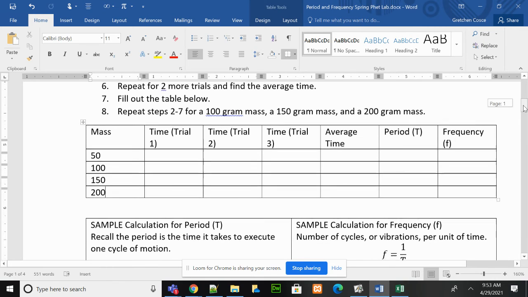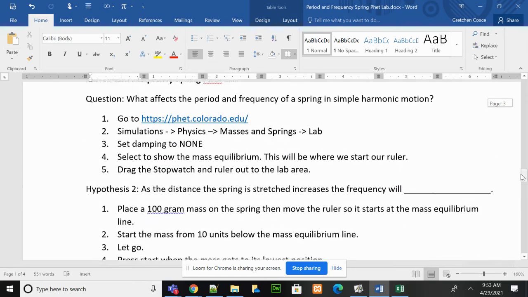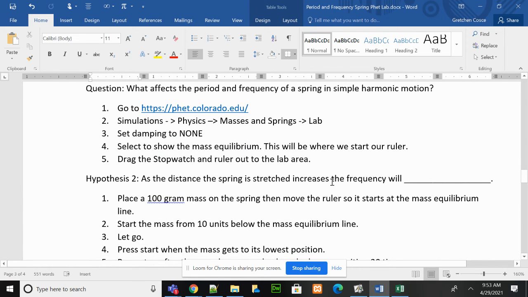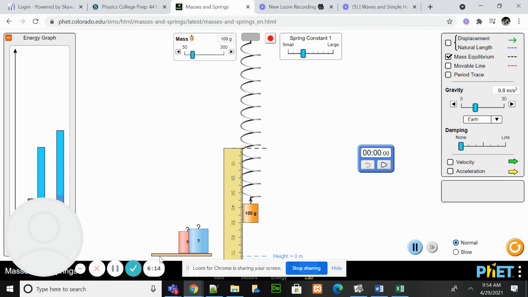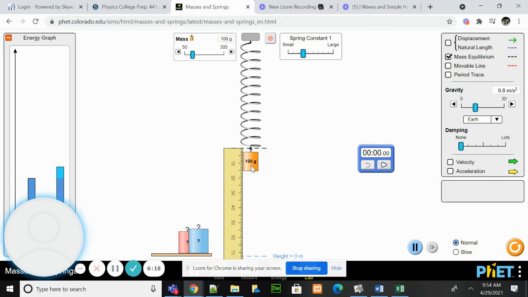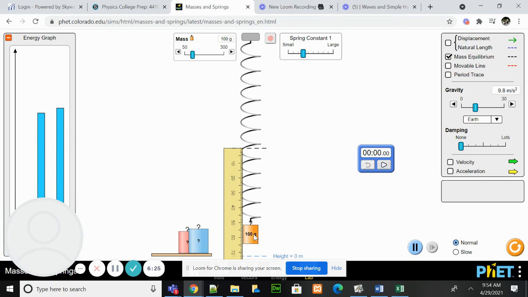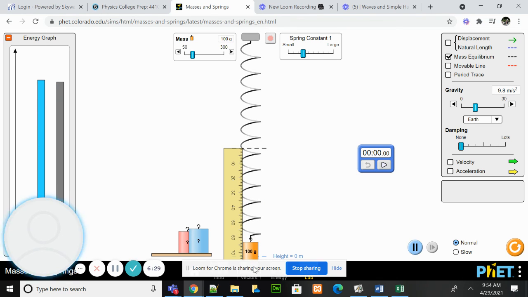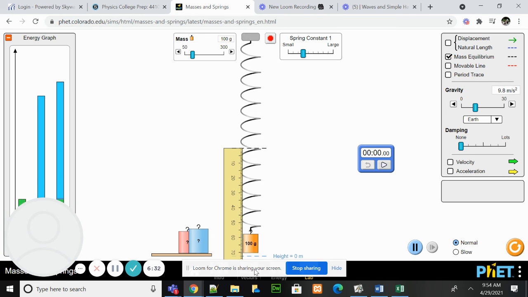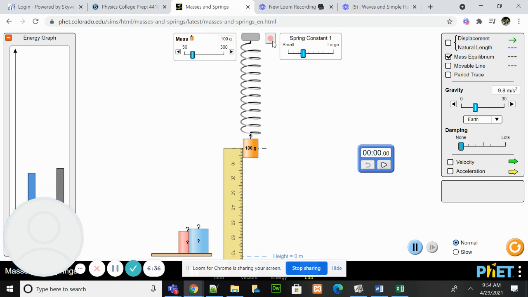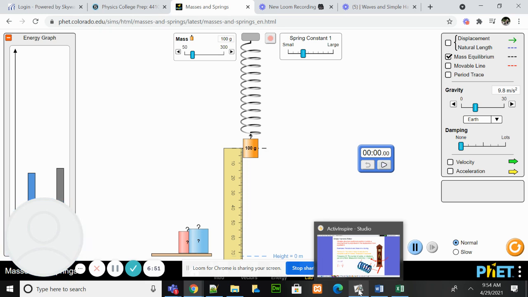Then part 2 of your lab is looking at, as the distance the spring is stretched increases, what do you think happens to the frequency? So this time you're going to use the 100 grams the whole time. But what's going to happen is you're only going to stretch it to 10, and then you'll figure everything out. Then you'll do 30, then you'll do 50, and then 70. At 70, you can't quite get there, but just get as close to 70 as you can. It's more like 63 or something, but that's okay. And you're going to be, again, investigating what happens to the frequency. So do you think that if you pull it further, it's going to oscillate more times or fewer times in a second? All right, so that's a little guidance for your lab.